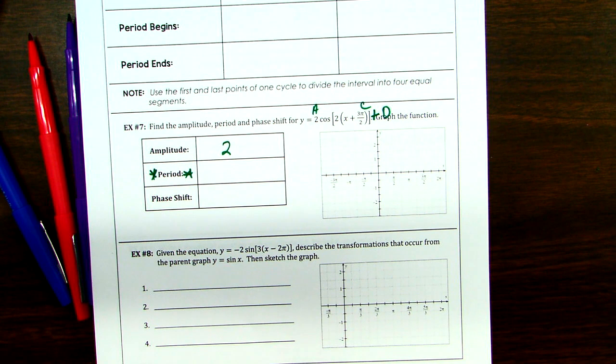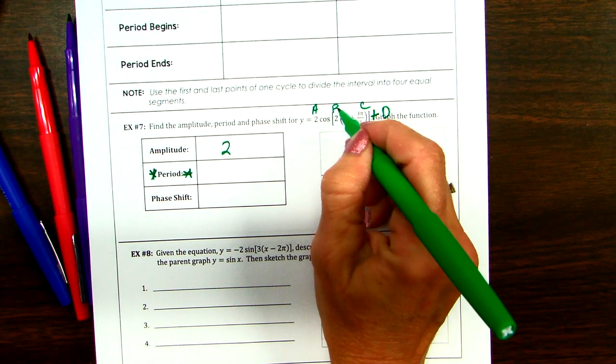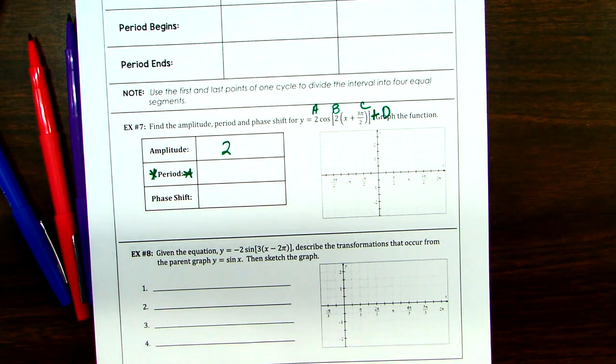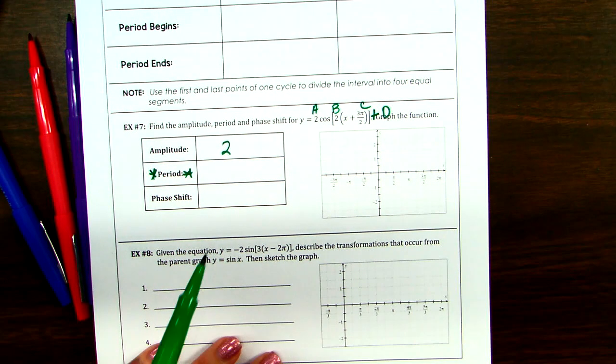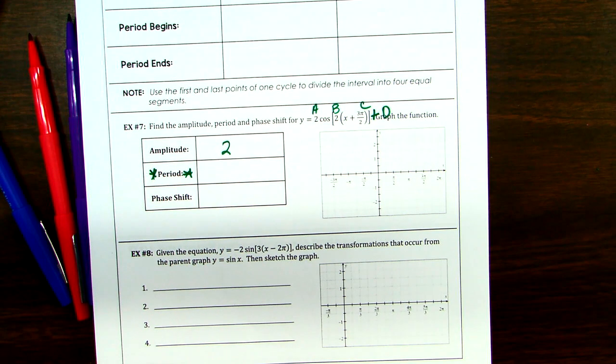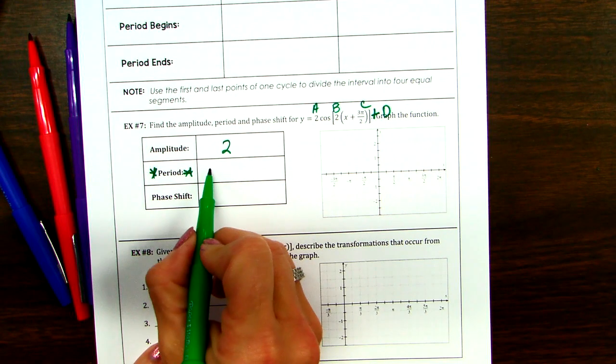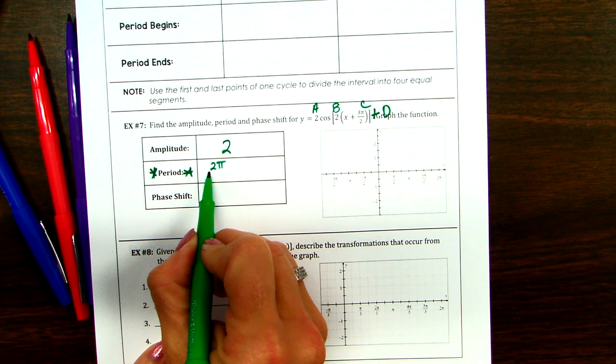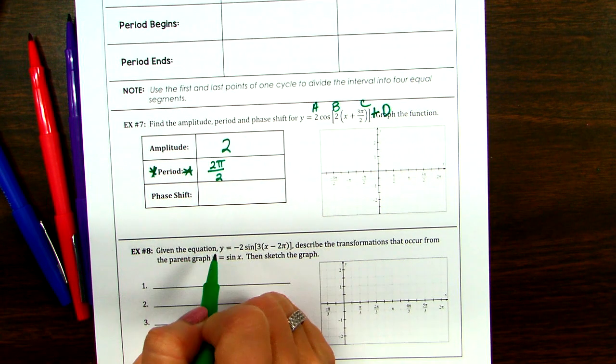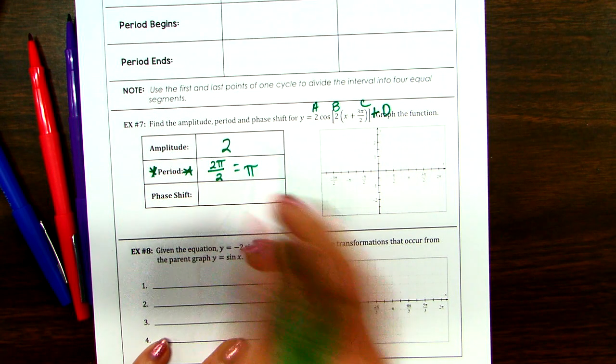Period is the one thing in any of these functions that is not just a number you pull out. Period is the only one that comes from the function, but it's not exactly that number. The period and B are related, right? We have to do a little math anytime we go between B or period, okay? So you guys know period is 2 pi divided by B, right? So pi.